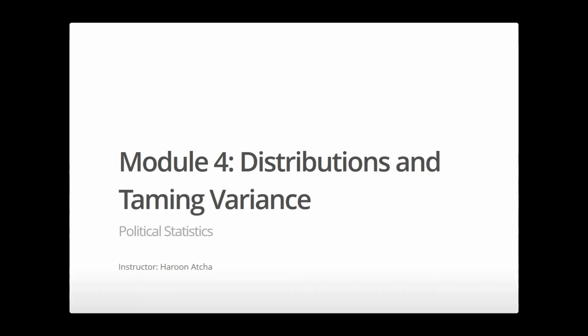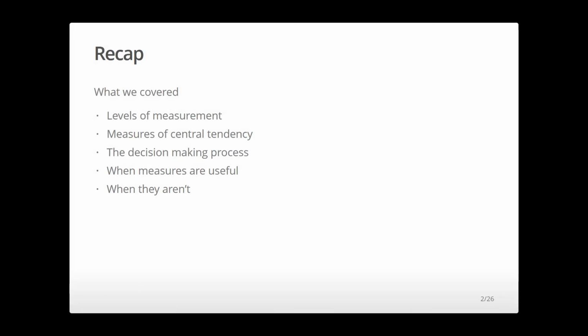Welcome to Module 4 of Political Statistics. In the last module, we discussed levels of measurement and measures of central tendency. We spent time talking about the decision-making process and when each level of measurement and measure of central tendency might be useful and when it might not be.